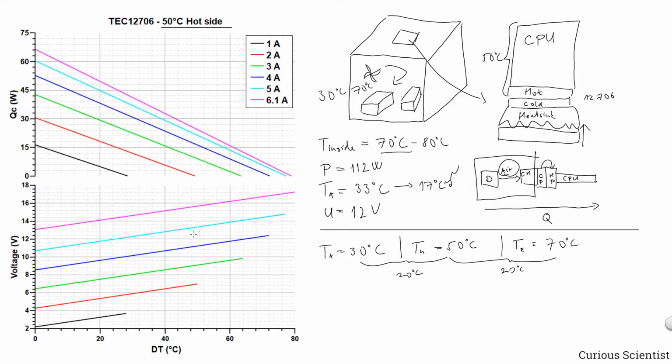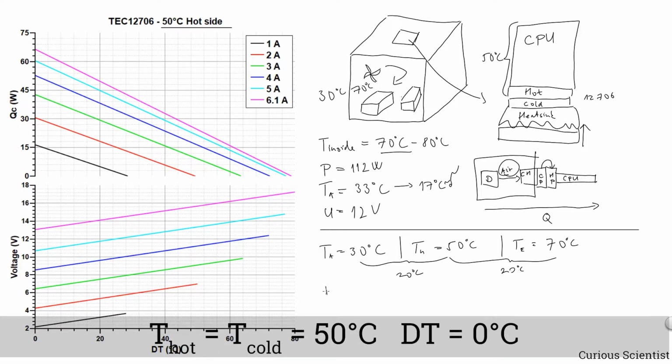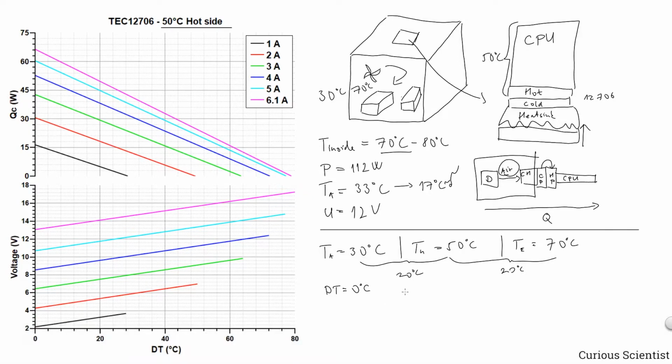What that means in our case is that we could simply say that the DT is 0 degrees Celsius. So now we go to the performance chart and we write down that the DT is 0 degrees Celsius. That will mean that the cold side will also be 50 degrees Celsius, so the heat sink will be at 50 degrees. And then we have to draw a vertical line at DT equals 0, and then we have to read the different numbers.